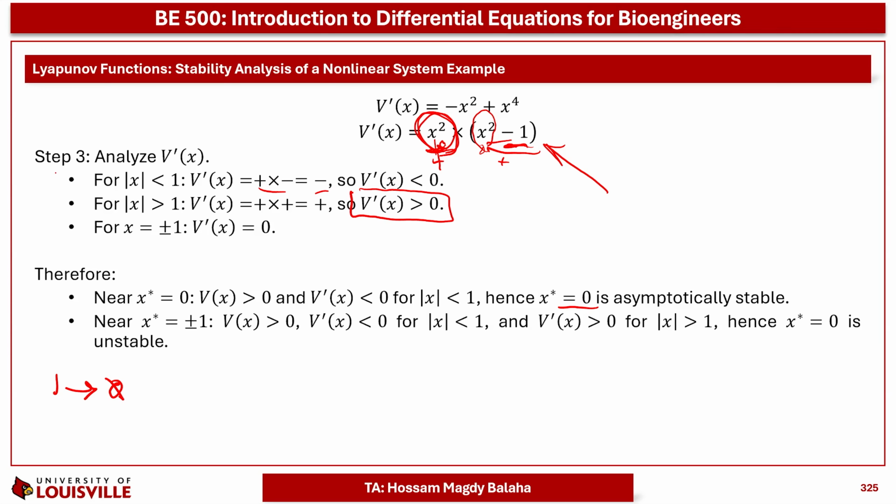So now we have conditions. At 1, it's 0. More than 1, it's positive. Less than 1 is negative. So when you find a combination like that, then your equilibrium point will be unstable, because we mentioned that to make it asymptotically or Lyapunov stable, then v bar of x should be below 0 for all of the points, regardless of the equilibrium point. So now we have 2 points. One is stable and another is unstable.